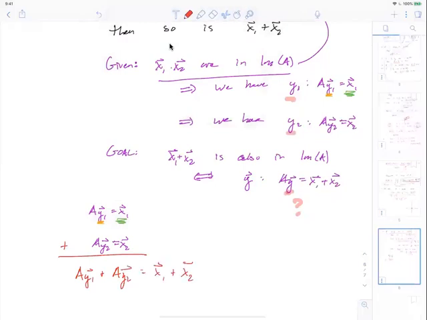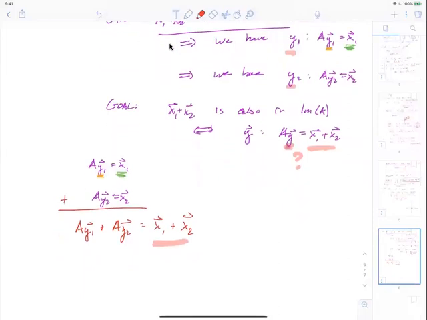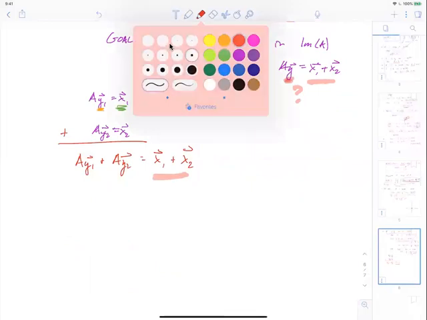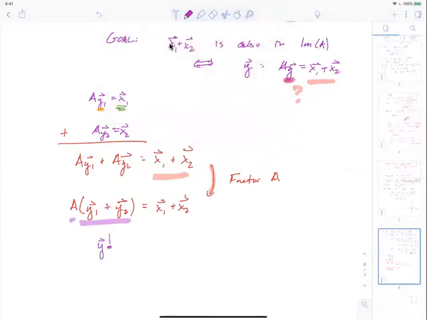All right, so now we kind of have our output. We have our goal. We still don't have that Y quite yet. But we can get there if we factor out that A. If we factor A out, what do we get on the left? We get that A times (Y1 plus Y2) is equal to X1 plus X2. And now we've reached our goal. Our goal was to find some Y such that AY equals X1 plus X2. So this right here, the Y1 plus Y2, that right there is our Y. We had no idea what that was going to look like, but that's our Y.